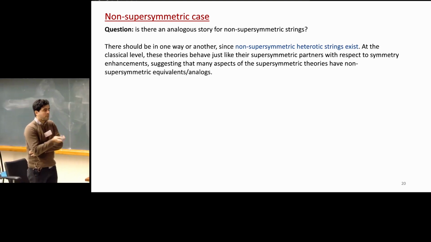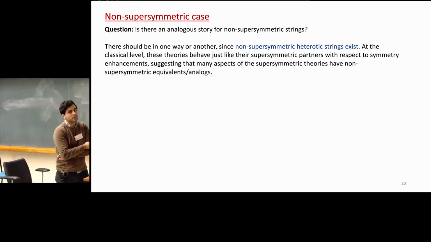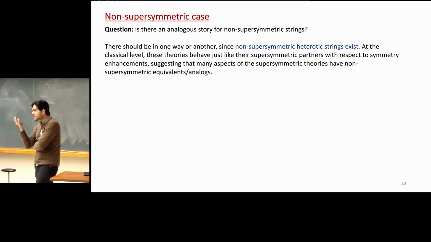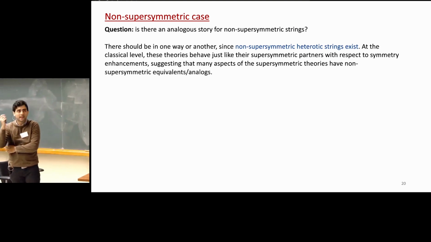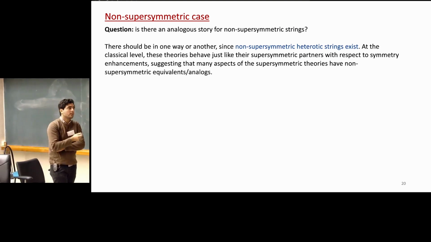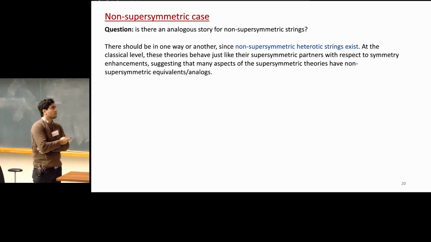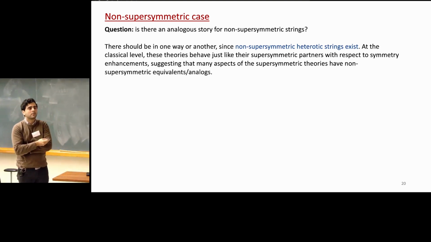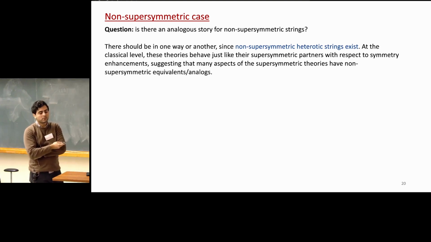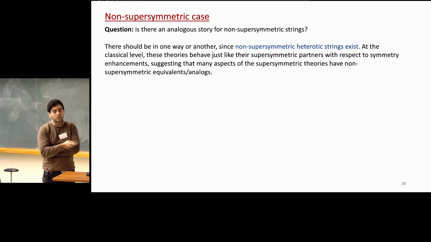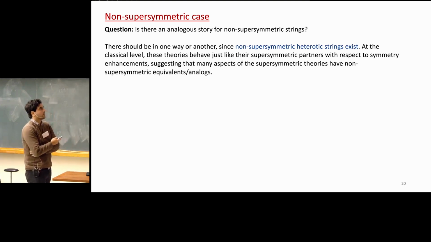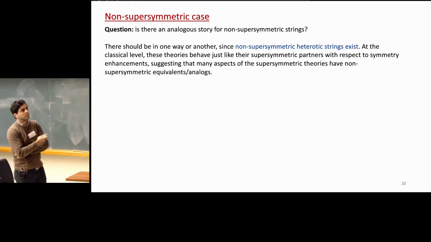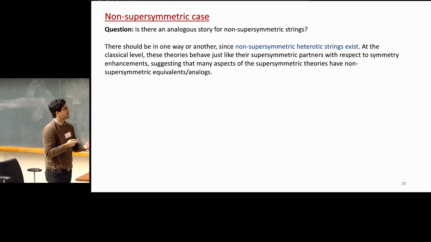I think there should be one way or another, and the reason is simply that non-supersymmetric heterotic strings exist. These theories, when you look at them classically, as I said before, look very much like their supersymmetric counterparts. They share so many properties, and since you can do asymmetric orbifolds in the supersymmetric strings, you think maybe we can play the same game here. And all the structure that I mentioned, there should be something analogous to it.